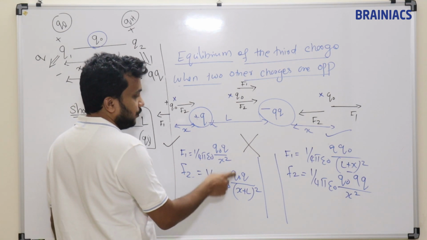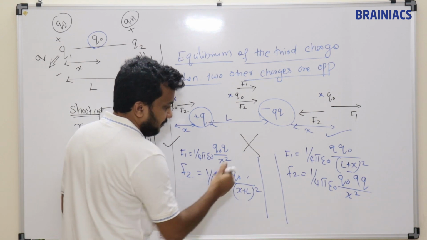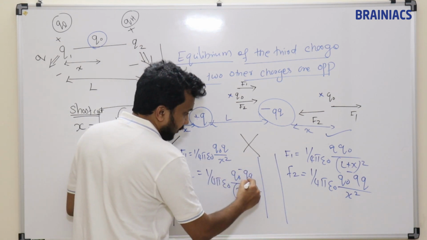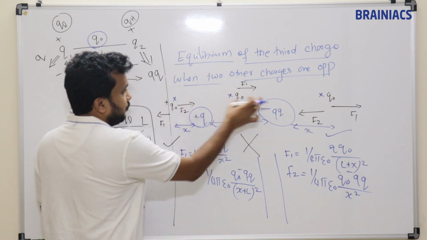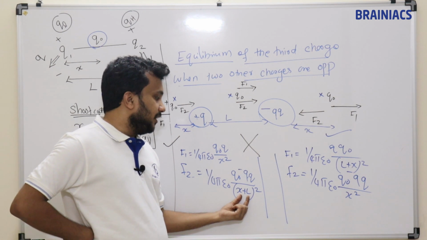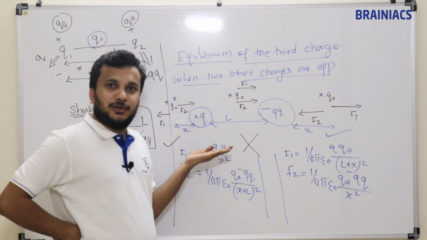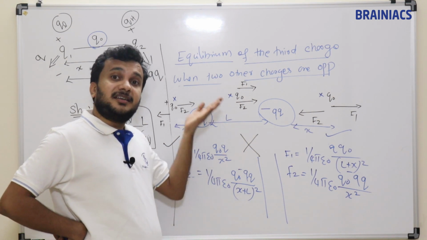F2 is a force due to minus 9Q. So instead of Q, here we have to put minus 9Q, because here Q0 and minus 9Q are the charges in this force. Now if you see here, your denominator is a very higher value. X plus L is a higher value.